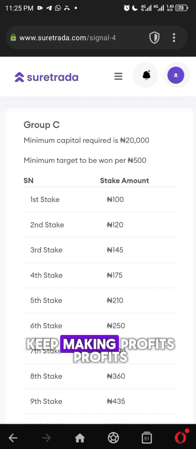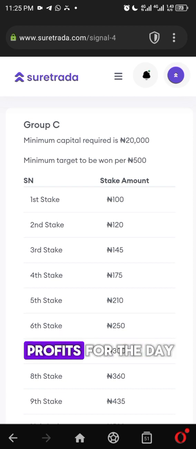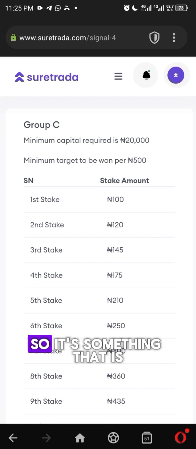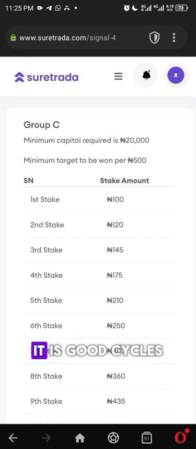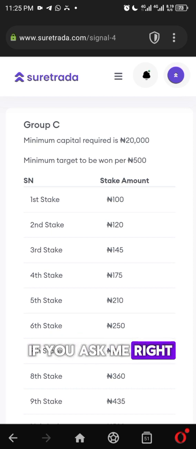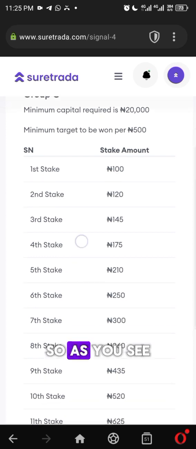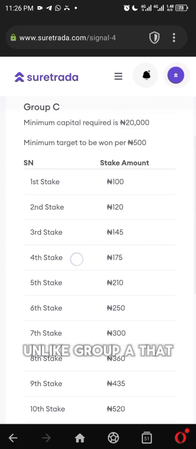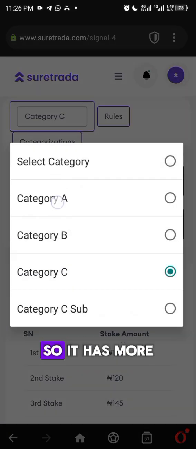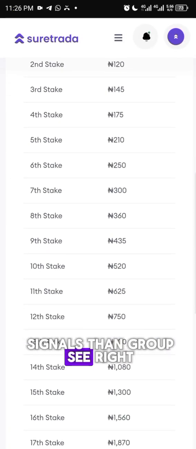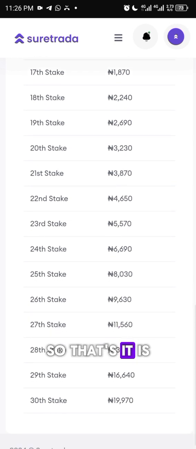Just count it as a payment for learning a new system of making daily profit. And every day you can keep making profit. I've made my profit for the day, and I'm still even working. So it's a good side also, if you ask me, right? So this is group C staking. As you see, it requires less capital, unlike group A that requires more capital. So group A has more signals than group C, right? So that's it. This is what it means to stake.